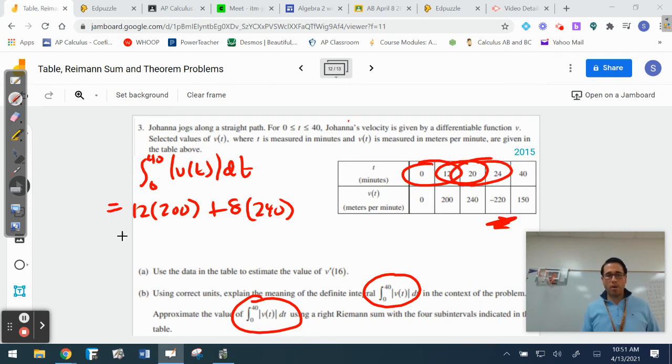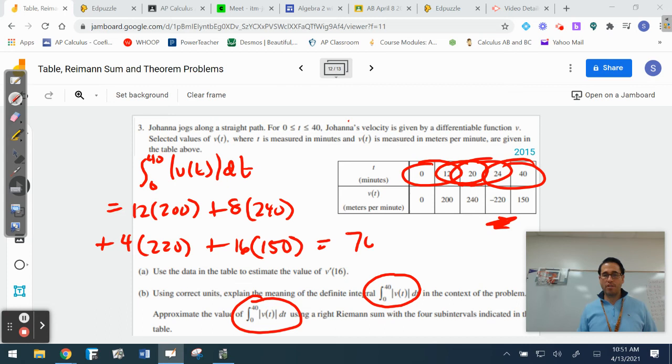The next one only is a width of 4, and I got to use the right side, negative 220. No. Absolute value, total distance, that would be 220. And then my last one, whoa, that's a big width of 16, and it's 150. And yes, you would have to do all of that on your own.